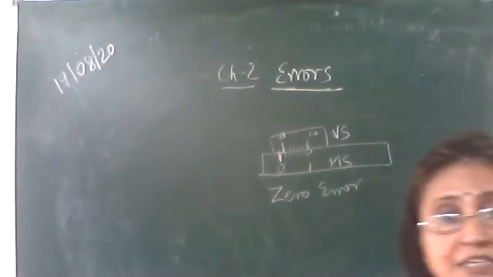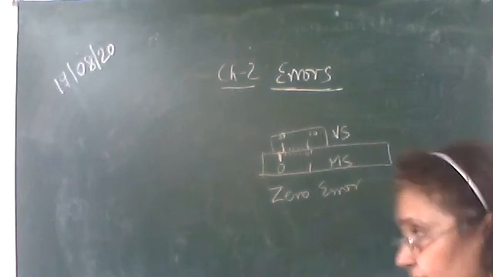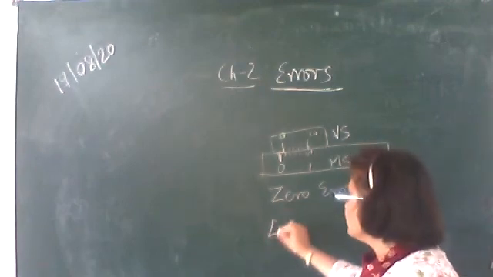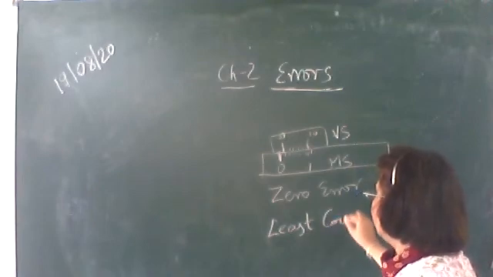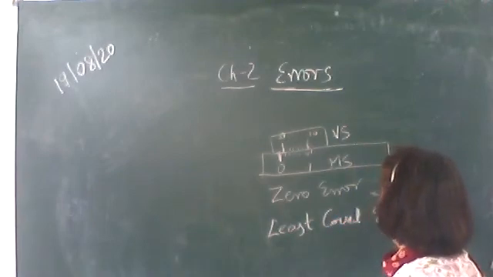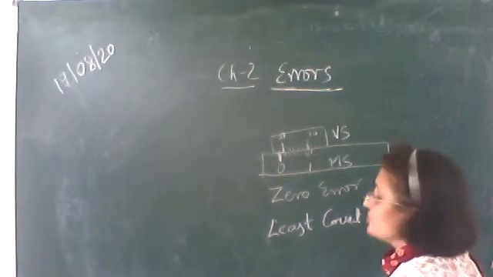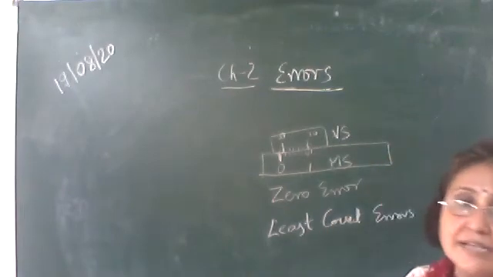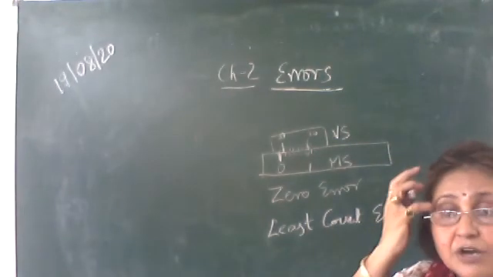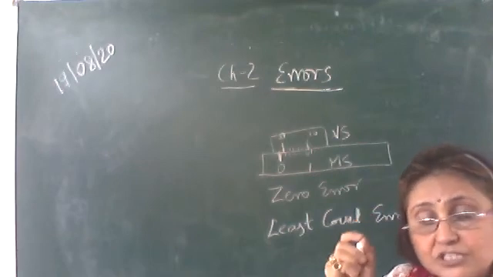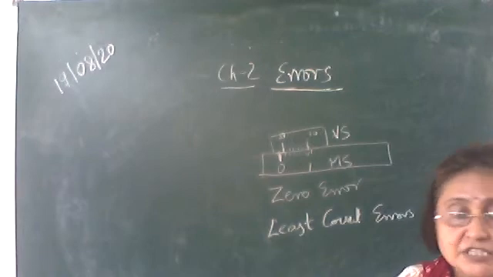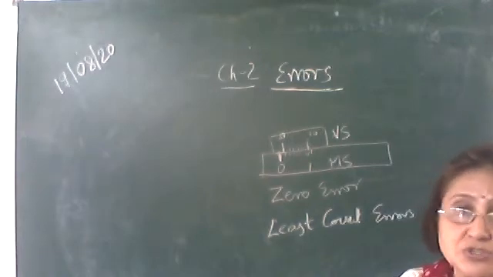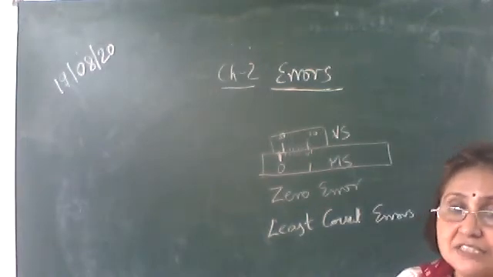One more error is there, least count error. It's given in the book. The errors associated with the least count are called least count errors. Now what is least count? The smallest measurement made by any instrument. The smallest measurement which an instrument can make, that we call its least count.